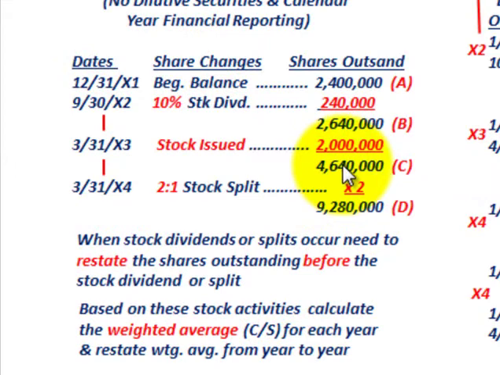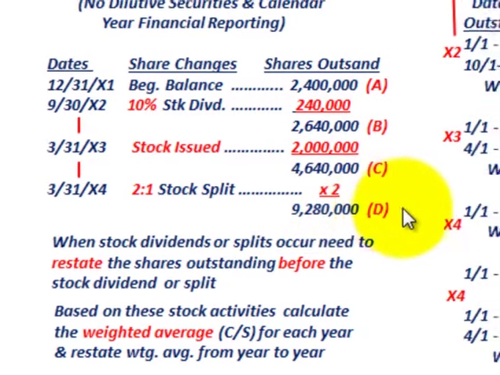All right, so here's where we're sitting. Before that, we're going to have the stock split on 3/31/X4, a 2-for-1 stock split. What we have up to that point, after the stock issued and that stock dividend, was 4,640,000, and twice that is the stock split amount of 9,280,000. So that's the total shares outstanding after the stock split, after what was issued and with that 10% stock dividend.